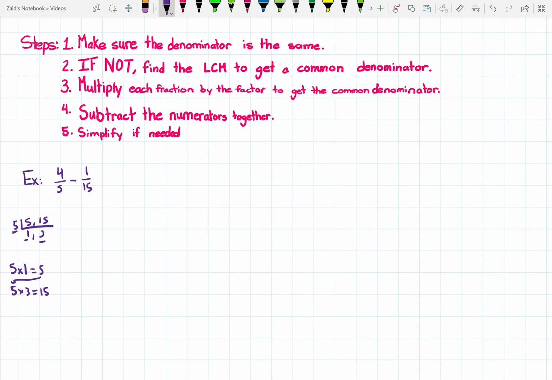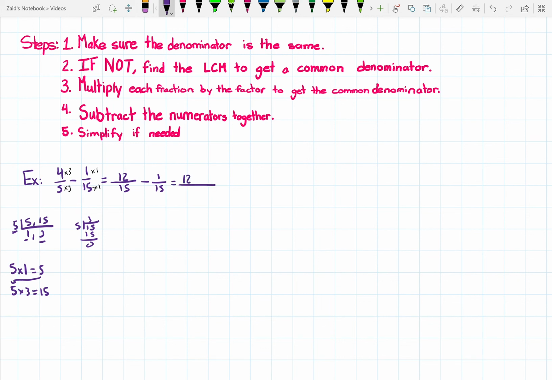So what times 5 would give me 15? So if I divide 15 by 5, I get 3. So that means I would have to multiply our first fraction by 3. And since our second fraction already has the denominator of 15, I'll just multiply it by 1, which means it's the same thing. So 4 times 3 gives me 12, and 5 times 3 gives me 15, and then I'll leave our second fraction the same, and then I would subtract the numerators together.